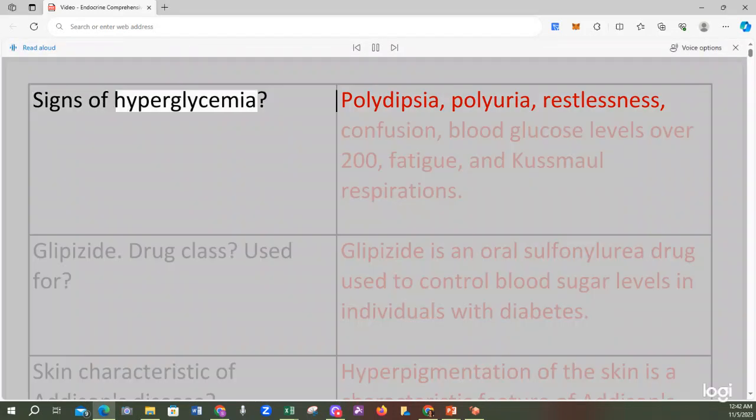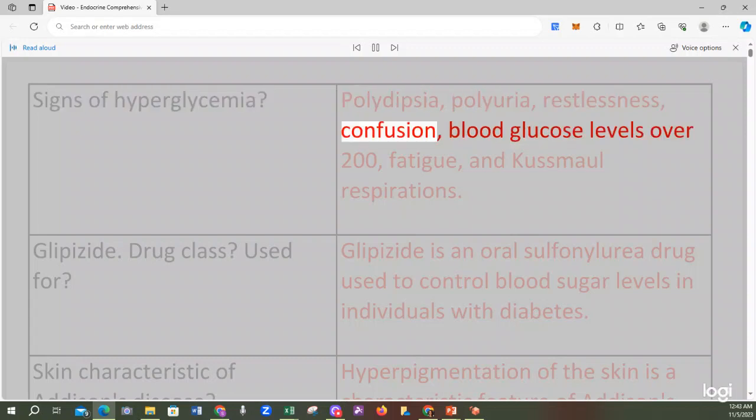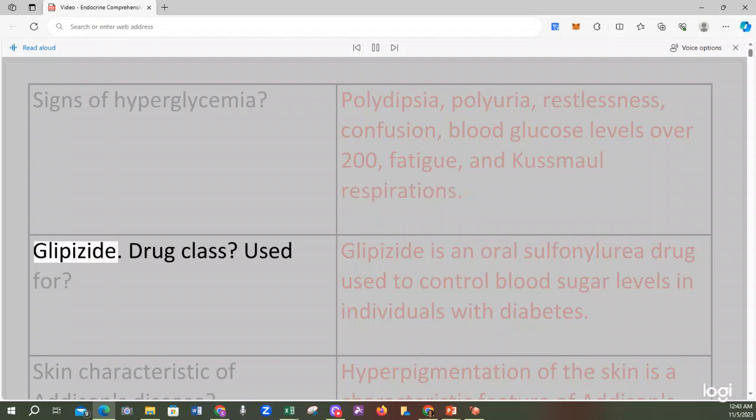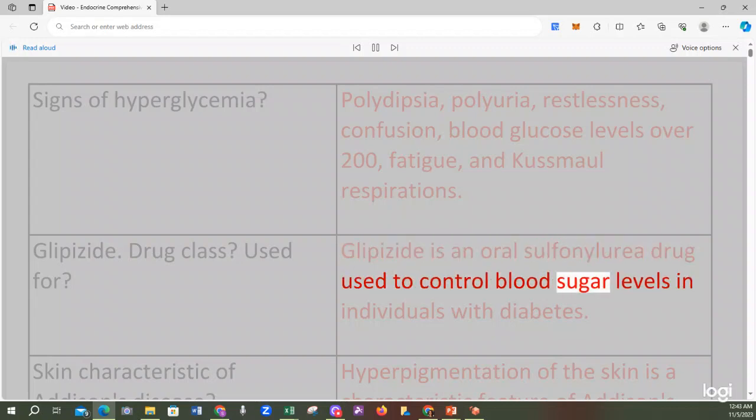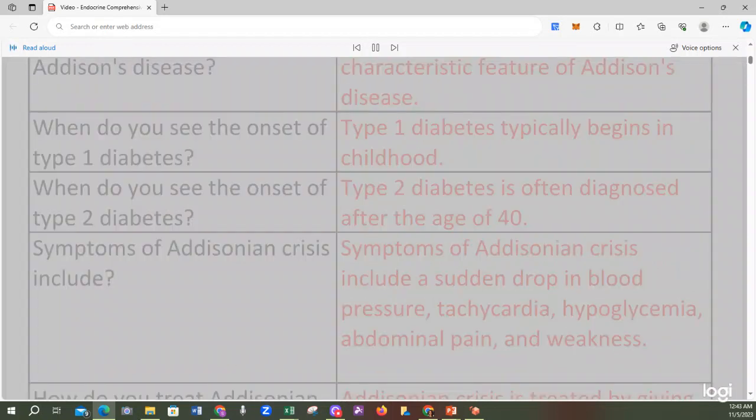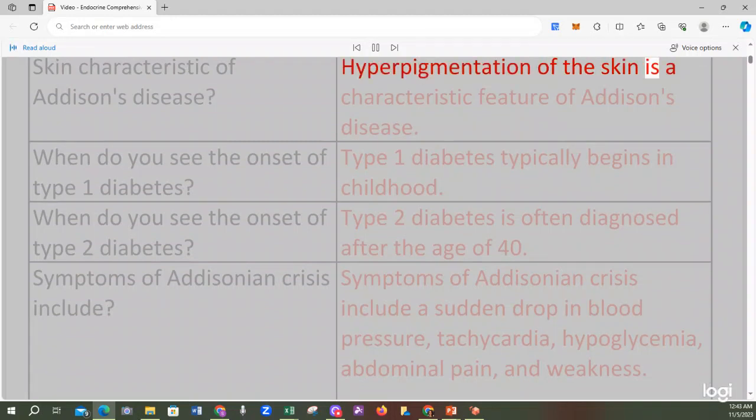Signs of hyperglycemia: polydipsia, polyuria, restlessness, confusion, blood glucose levels over 200, fatigue, and Kussmaul respirations. Glipizide. Drug class? Used for? Glipizide is an oral sulfonylurea drug used to control blood sugar levels in individuals with diabetes. Skin characteristic of Addison's disease? Hyperpigmentation of the skin is a characteristic feature of Addison's disease.